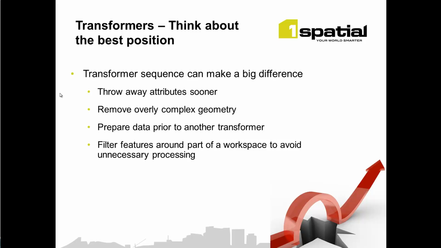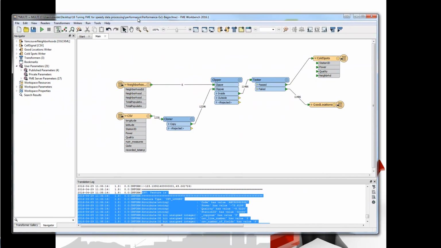You might need to prepare data prior to another transformer, and I've already highlighted that perhaps sorting prior to an aggregation might improve your performance, so you can do a little bit of data preparation. But much more importantly, and this is something that I often see not being done, is features being passed through part of a workspace that they don't need to go through. So in this case, we might be able to filter data around part of the workflow so that there's no extra load on the process. And this is the case here.